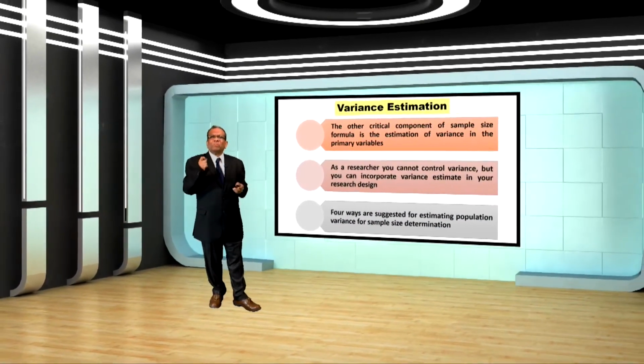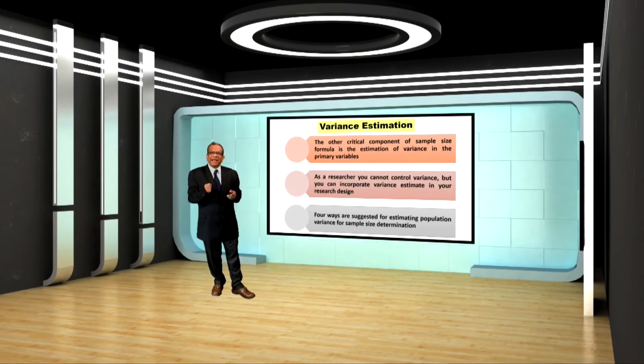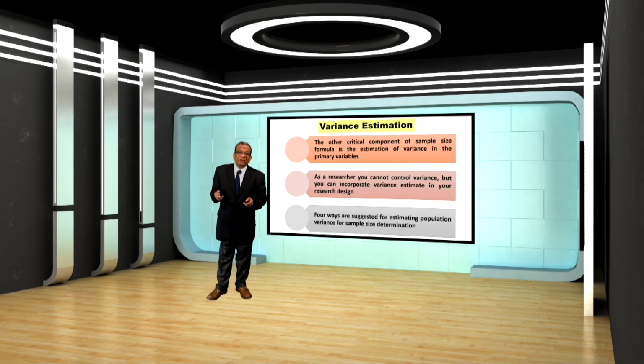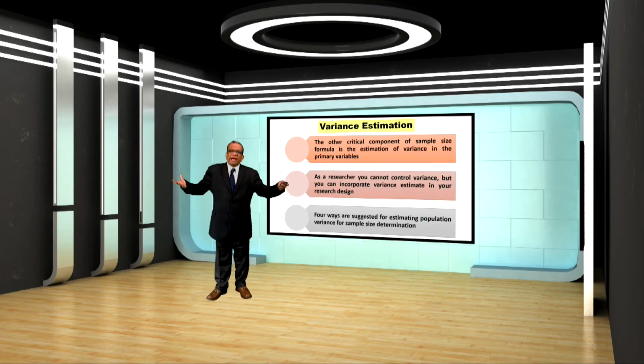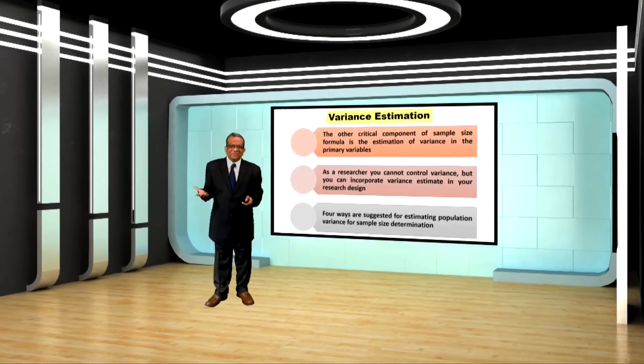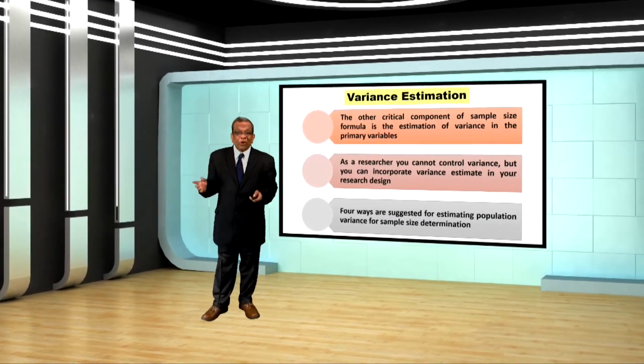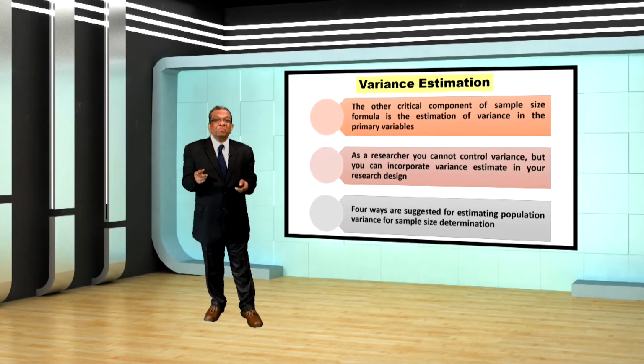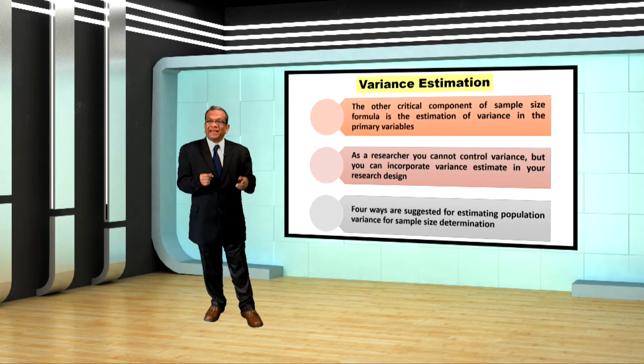Another crucial component of the sample size formula is the estimation of variance in the primary variables. As a researcher, you cannot control variance, but you can incorporate a variance estimate in your research design. Now, how do I incorporate a variance estimate in a research design? I really have not yet started my research. A very good question. There are 4 ways suggested for estimating population variance for sample size determination.